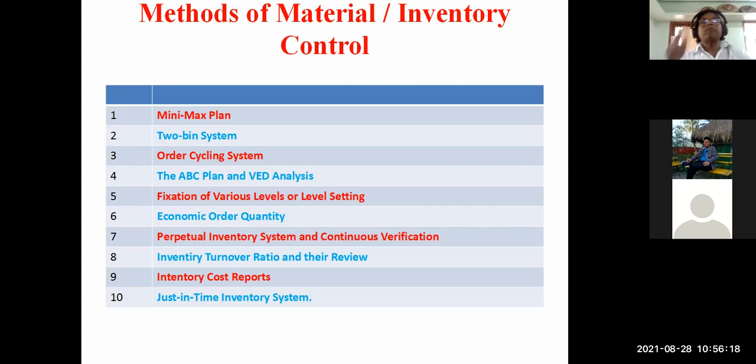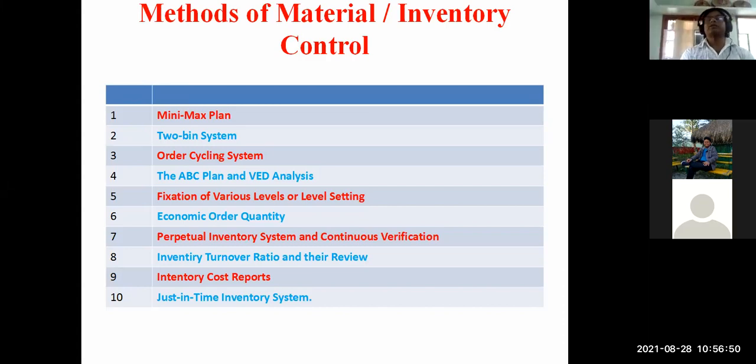Okay, so vital, essential, and desirable. These three types of classification, and that way you maintain your materials. In a factory, there are certain vital things. Without that, you cannot think of anything. And then there are some essential, a little bit less important. And there are desirable. Desirable things you can have, you may not have, no problem. But this is desirable, should be there. So vital, essential, and desirable, these three groups of materials you divide, and accordingly you control the materials.